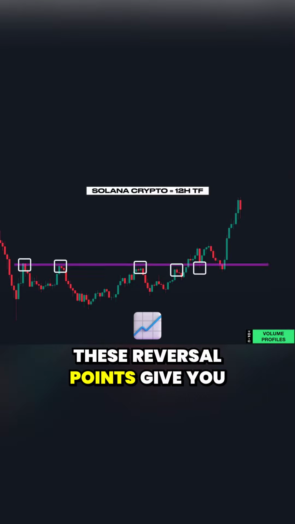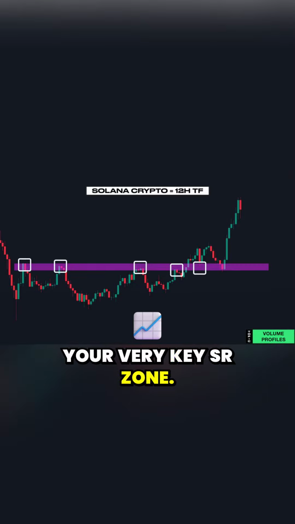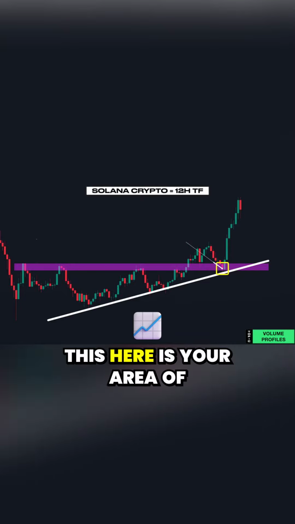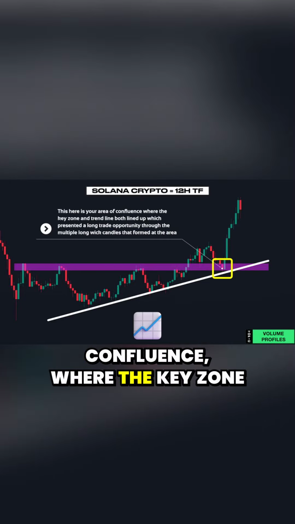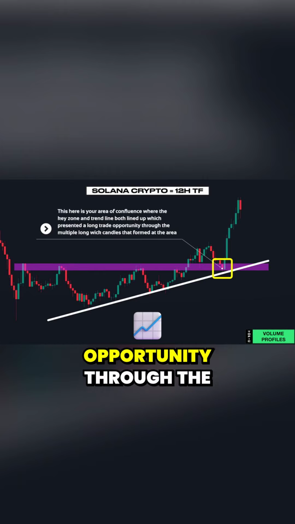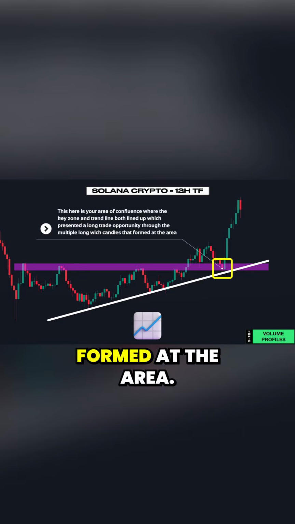These reversal points give you your very key SR zone. These reversal points give you your key trend line. This here is your area of confluence, where the key zone and trend line both lined up, which presented a long trade opportunity through the multiple long wick candles that formed at the area.